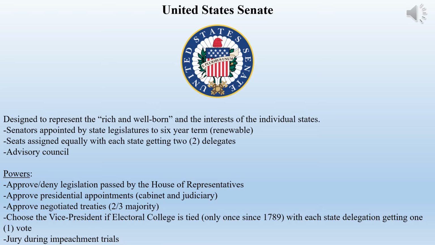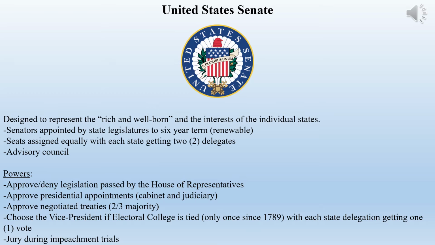If the executive branch makes a treaty with a foreign country, in order for it to go into effect, it must be approved by the United States Senate, and it must be approved by what we call a supermajority, which is a 2/3 vote. Currently, because we have 100 members of the Senate, an approved treaty must get 67 votes in order to become active.